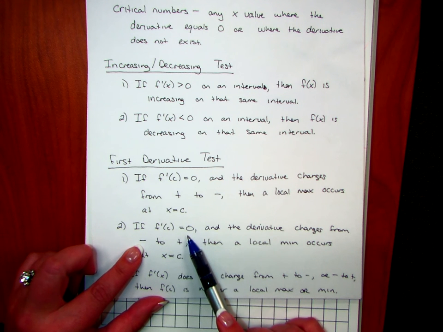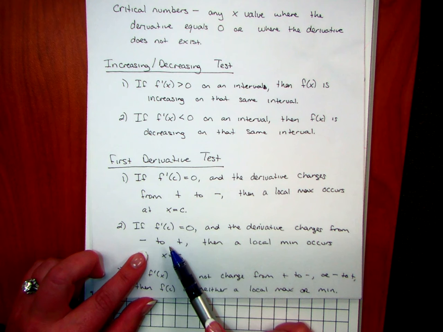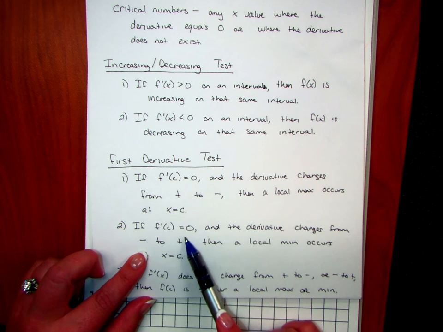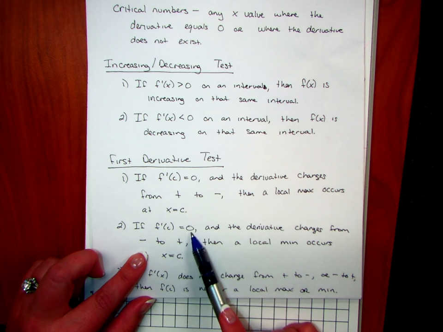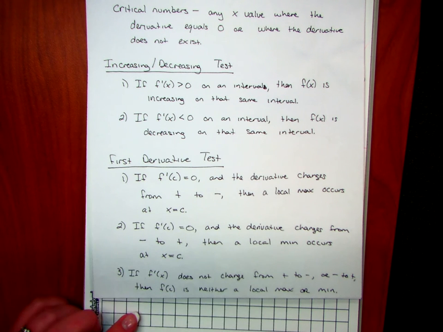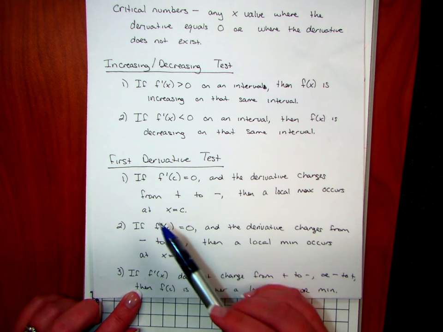If f prime of c again is 0, so it's a critical number where the derivative equals 0, and the derivative changes from negative to positive, that means we're going from decreasing to increasing. As you draw a decreasing function and then change it to increasing, you're drawing a little min there, and there's a minimum occurring at c. If the derivative does not change from positive to negative or negative to positive, then it's neither a max nor a min.